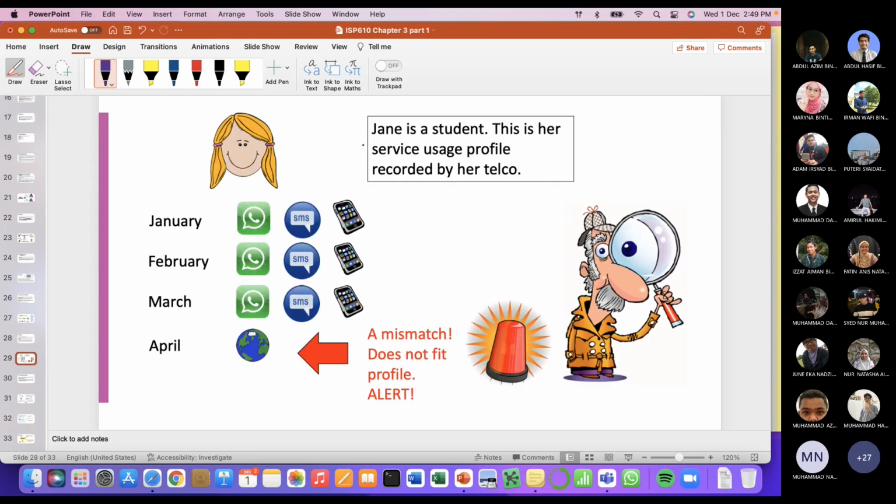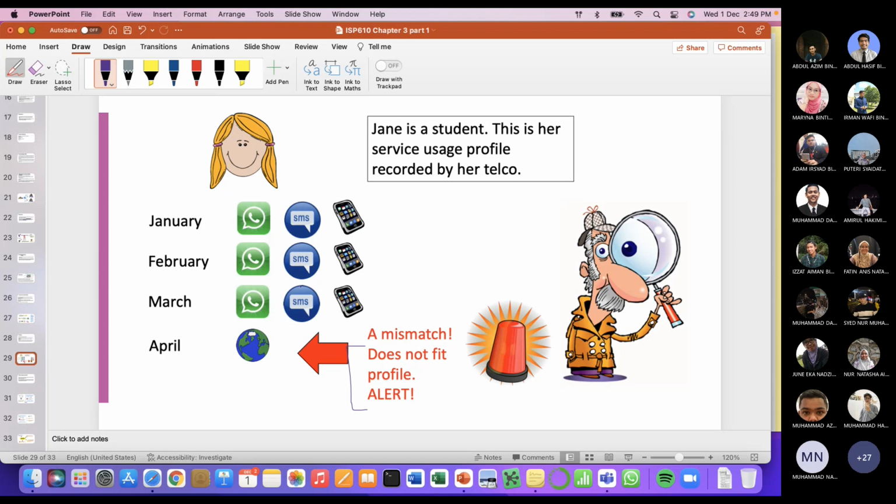Example here, let's say Jane is a student. This is a service usage profile recorded by the telco. Let's say for January, February and March, she uses WhatsApp, SMS and phone calls. All three are used. And suddenly in April, she does roaming. So we consider this a mismatch with the previous history. So it will alert the telco company, maybe for further action. What kind of action depends on the telco company.